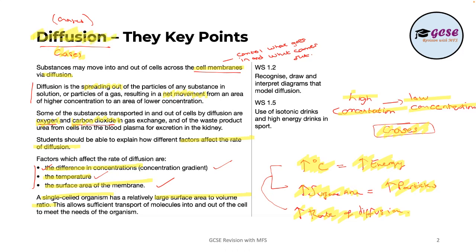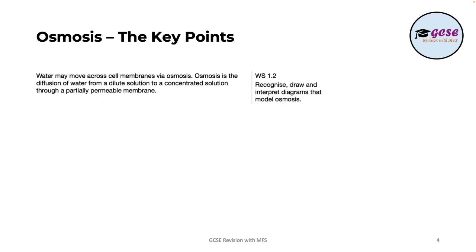Okay, now if we move on to osmosis, there's a practical associated with it, which we will have a look at in our next lesson. Water moves across cell membranes. Again, we know what cell membranes are for. Cell membranes control what goes in and what comes out.